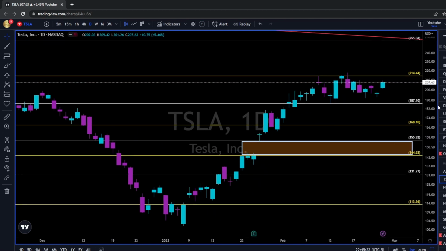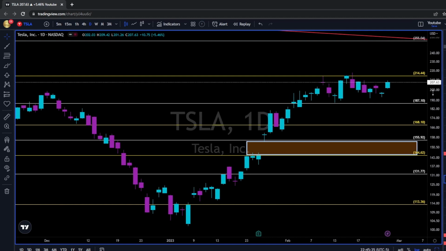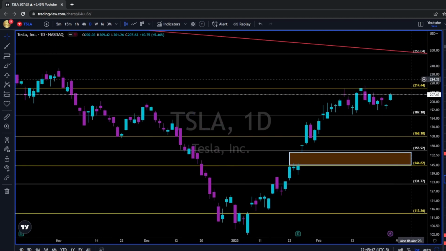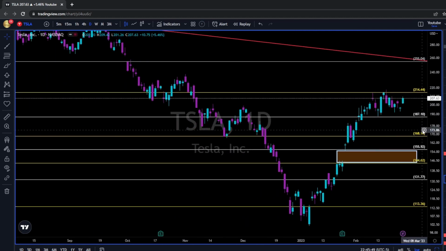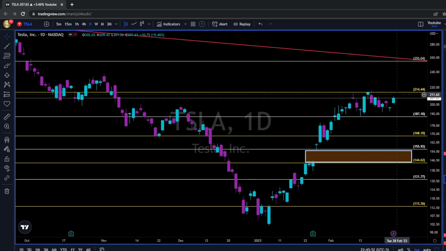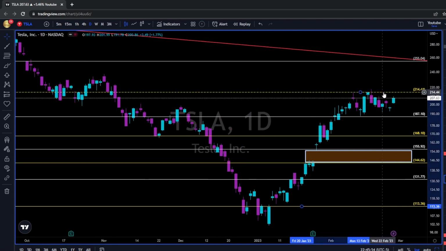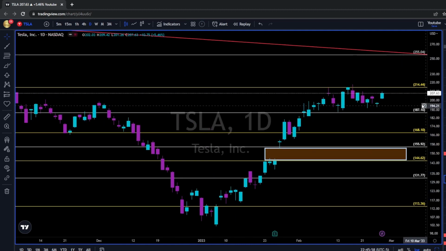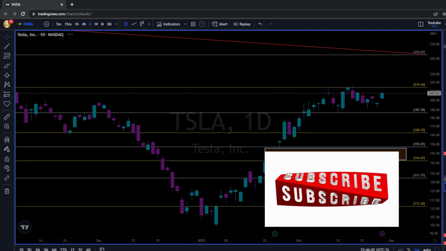Tesla going up and down, but basically moving sideways, bouncing from the 187 to 214, up and down. If you're not long yet, or you're waiting to increase your position size on Tesla, I would wait above 214. If you're a Tesla short, Tesla bear, wait below 187.